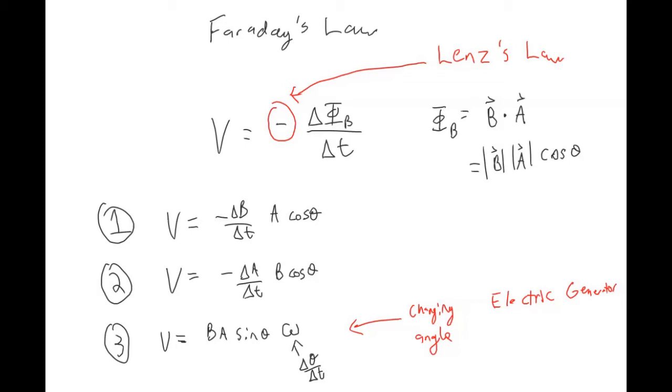And then the second one, we're changing the area that the magnetic field is exposed to. And this is called motional EMF. And if we have time today, I'll show you an example of that. And then the first one is changing magnetic field. And that's what we're going to talk about first.